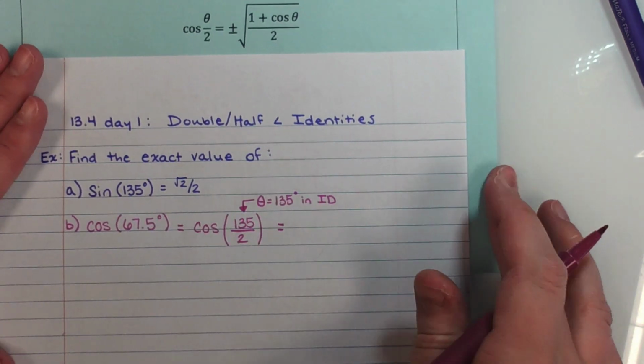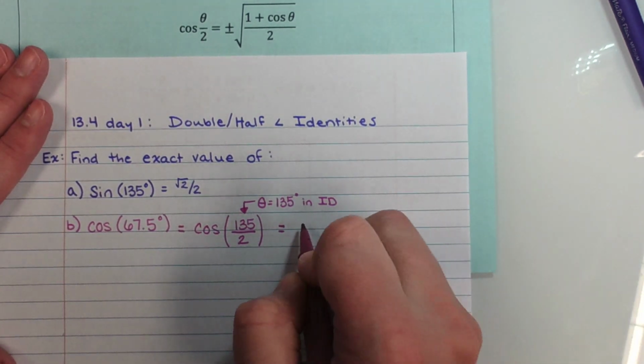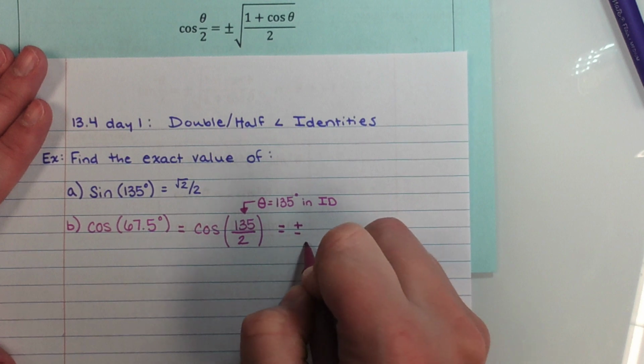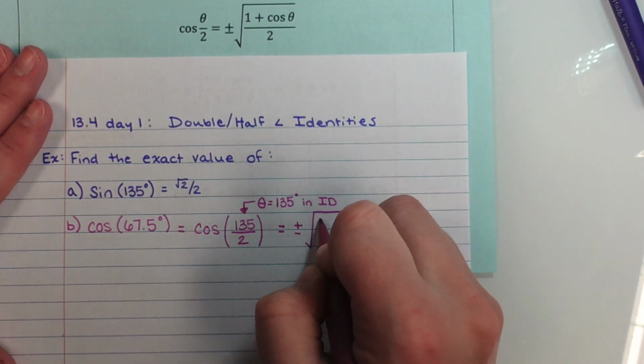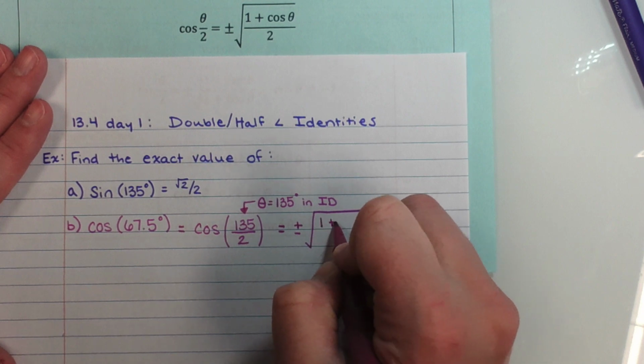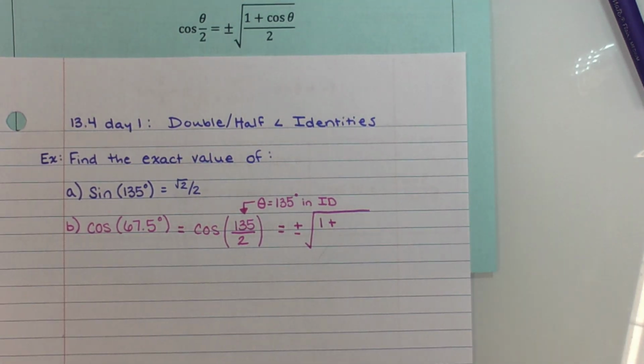So, theta is the 135, which means this is equal to a positive or a negative square root of 1 plus, here's the second thing that trips people up.